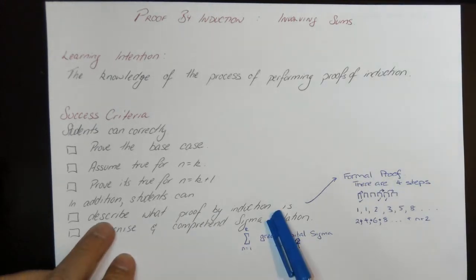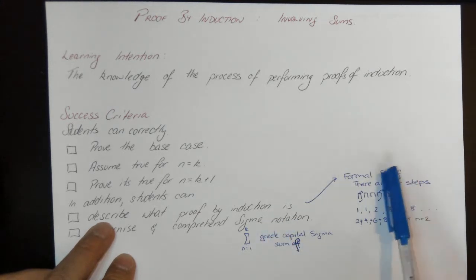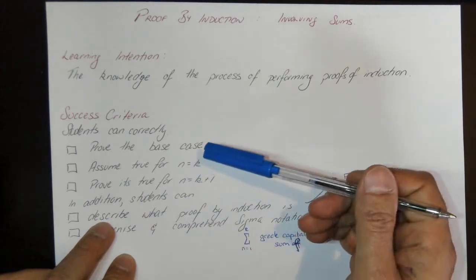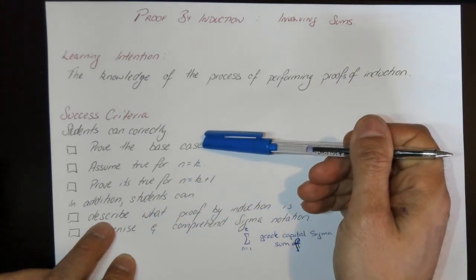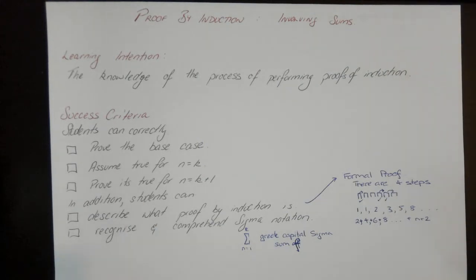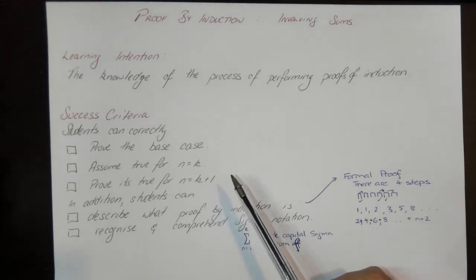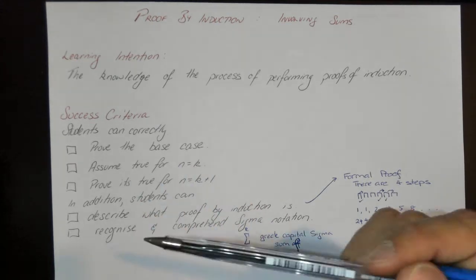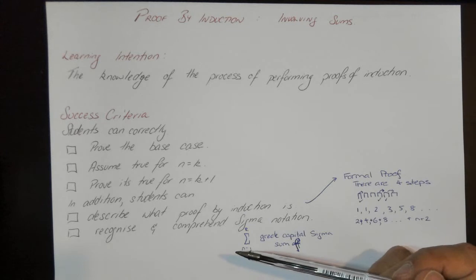So looking at these two things first. Proof by induction is a formal mathematical proof. There are 4 steps. They include proving the base case, assume it's true for n equals k, prove that it's true for n equals k plus 1, and then conclude. So those are the steps we do every time we do a proof.